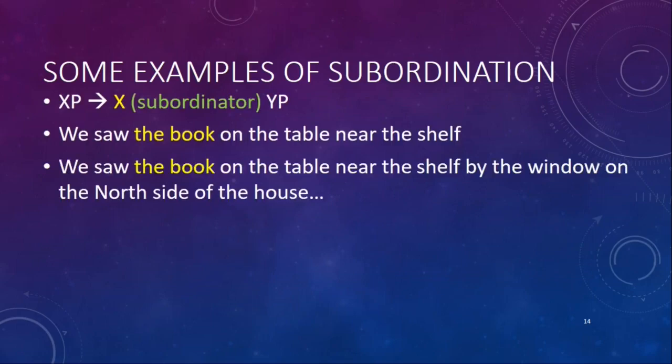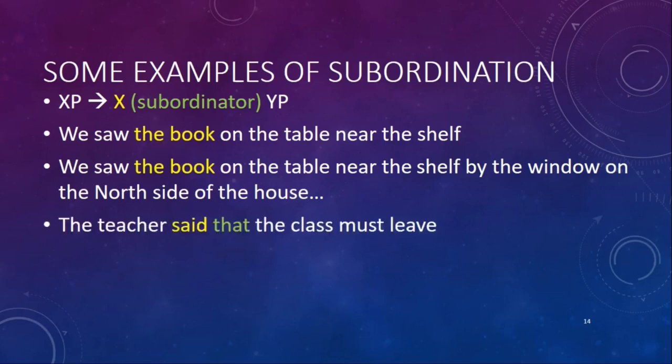We saw the book on the table near the shelf. In this case, the noun phrase book is modified by on the table, and on the table is modified by near the shelf. And we could extend this. We saw the book on the table near the shelf by the window on the north side of the house. In each of these examples, it is the book that has been modified by a prepositional phrase, and then that prepositional phrase is modified by another prepositional phrase. In this way, you can see some examples of subordination which lead to recursion.